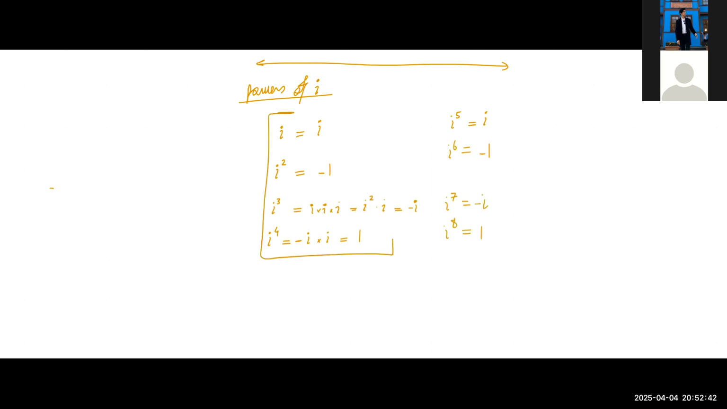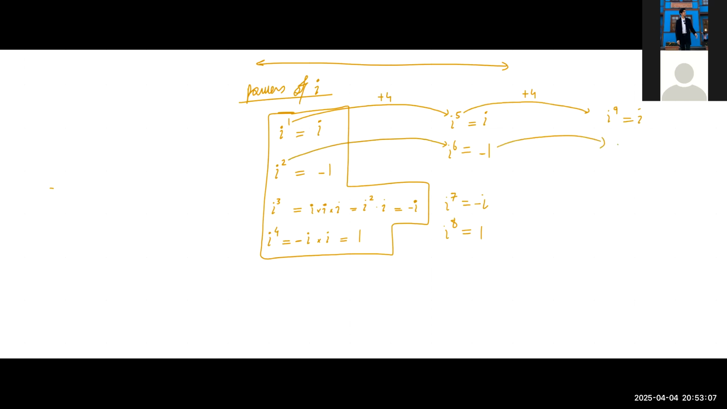All you have to do is understand the first four and then think about adding multiples of 4. For example, if i is i, then i to the power 5 is also i, because we're just adding 4 to the power. And if we add another 4, we will again end up at i. Same thing here: 2 plus 4 and 6 plus 4 will again give me minus 1. So every 4 later, you're going to get the same thing you're at right now.